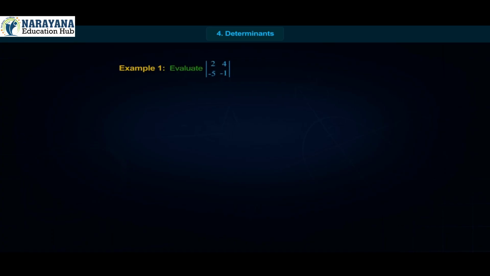Example 1. Evaluate the determinant |2 4; -5 -1|. Solution. We have |2 4; -5 -1| = 2 into -1 minus (-5) into 4 = -2 + 20 = 18.